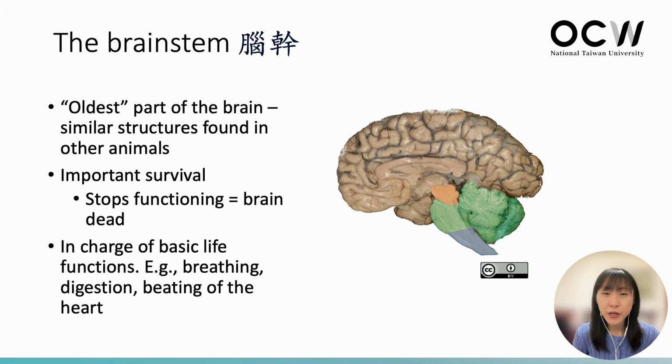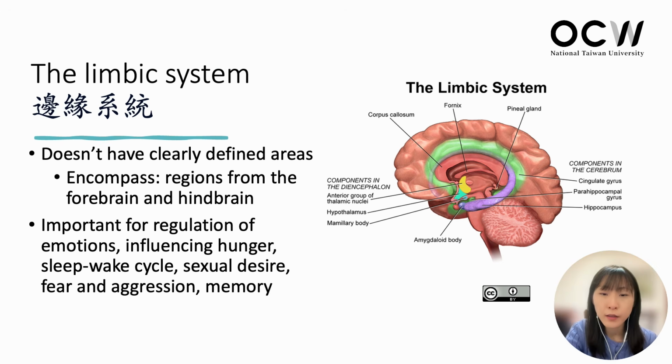From the evolutionary perspective, the brainstem is the oldest part of the brain. It was found to be in reptiles 4 million years ago. So this is the most important part of the brain because it is involved in survival functions. So when we say a person is brain dead, we will say that it is damaged or malfunctioning in the brainstem. And it's in charge of basic life functions like breathing, digestion, and also your heart beating.